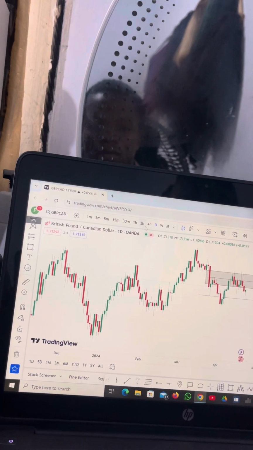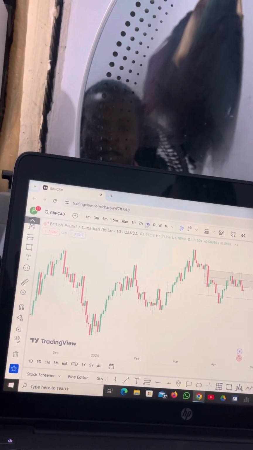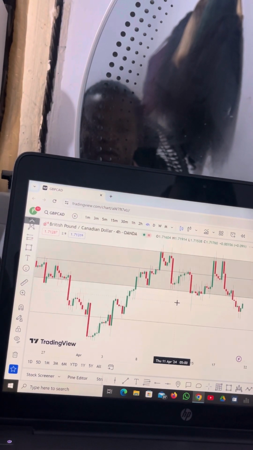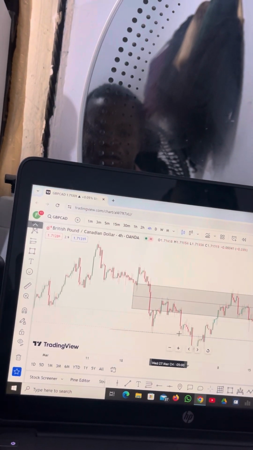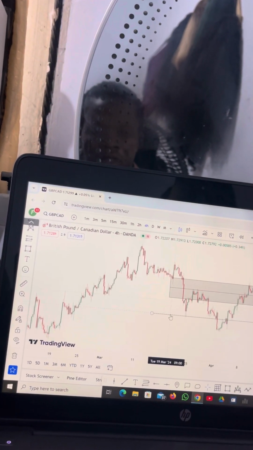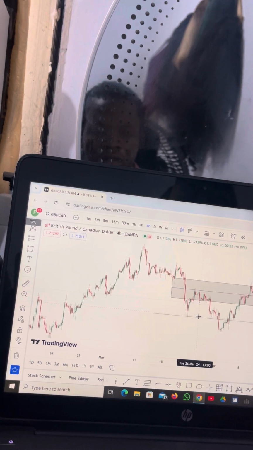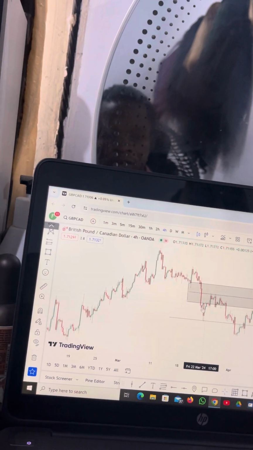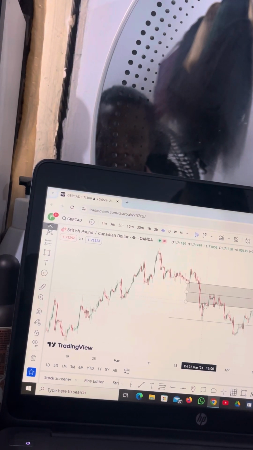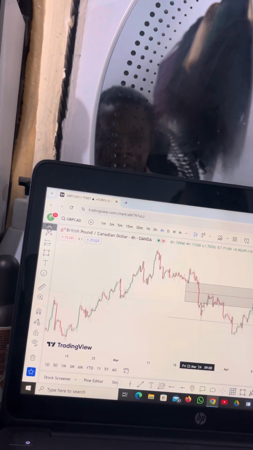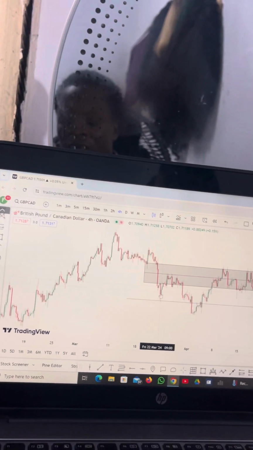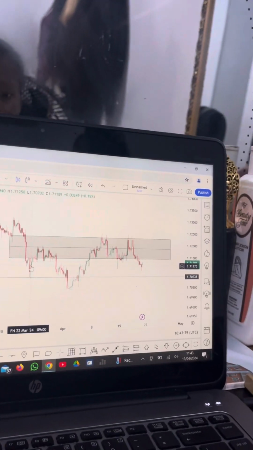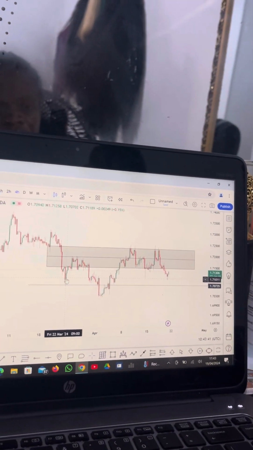Back to my 4-hour. We say here's my point of interest, and then here is where I'm looking to take the trade from after waiting for about 2 days. Remember, all this is why I haven't taken any trade. I was just waiting for the market to give me what I want.